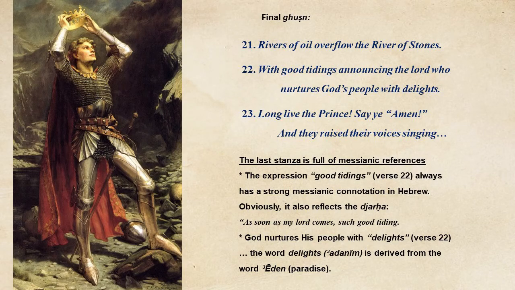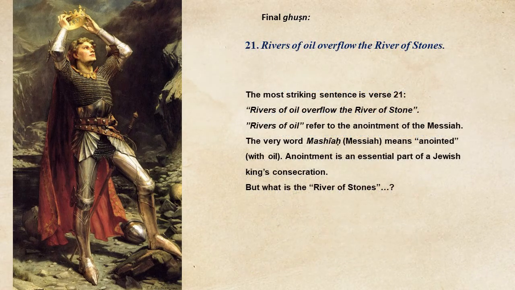Then God nurtures his people with delights in line 22. The word delights is in Hebrew adanim, which is derived from the word Eden, which means paradise. So it is really, hopefully, a most beautiful time that he is expecting, or at least telling people to expect. And then the most striking sentence, I think, or one of the most interesting sentences in this Muwaššaḥ is rivers of oil overflow the river of stones.